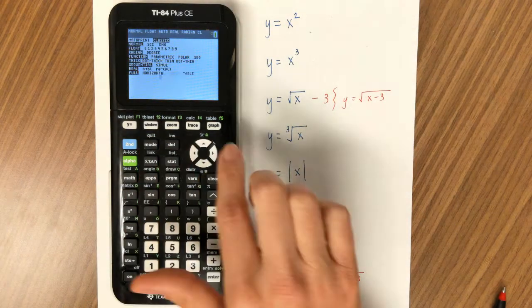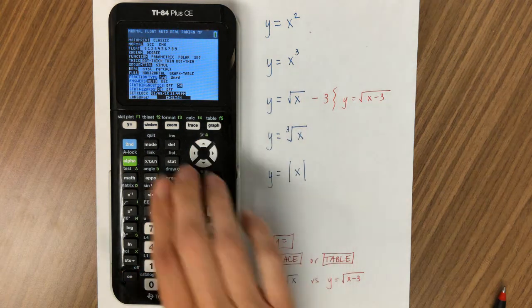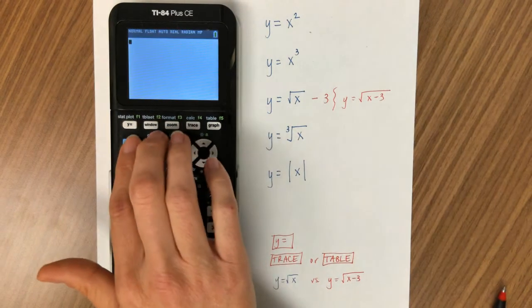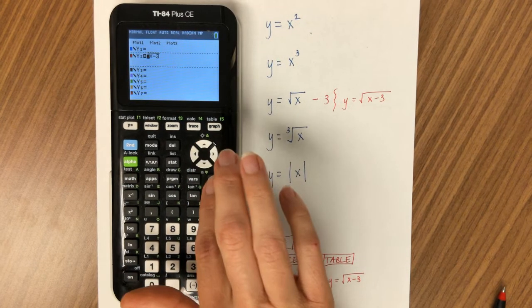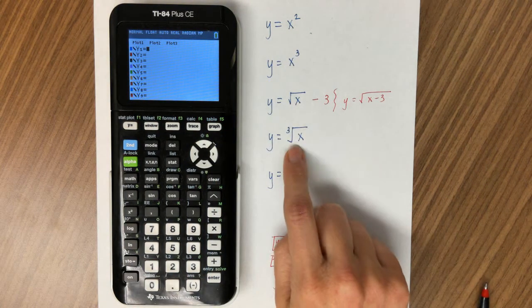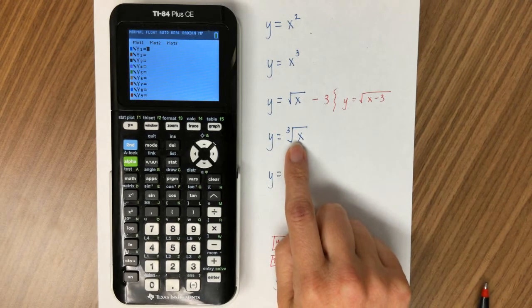Okay, I'm going to go back to my fancy new mode. Back to math print. Alright, so going into y equals, let me just clear these out. Clear. Alright, so now I want to go ahead and graph my cube root of x function.